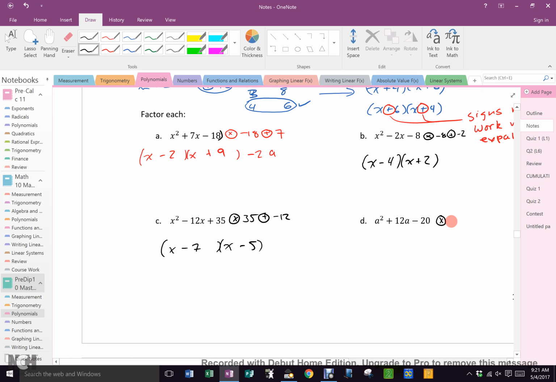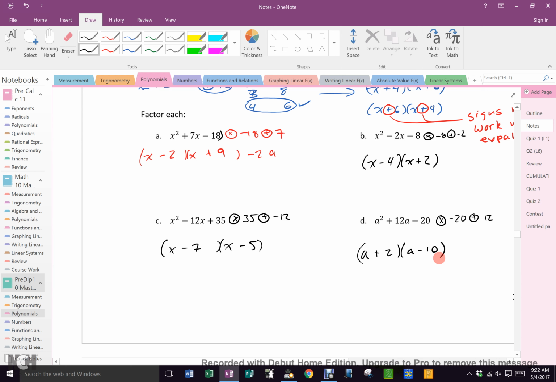Multiply to what? -20. Add to what? 12. What is it? Is it 1 and 20? Is it 2 and 10? It looks like it's 2 and 10, doesn't it? So let's do that. That's negative, so it must be a plus 2 and a minus 10, correct? And you'd hand that in.